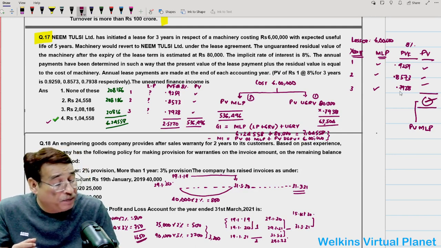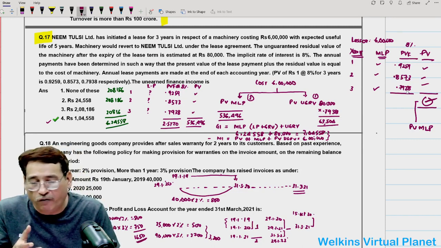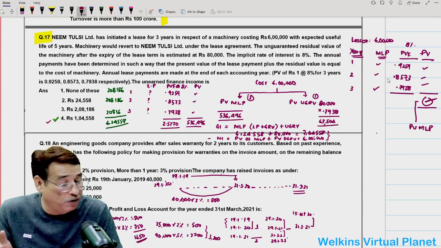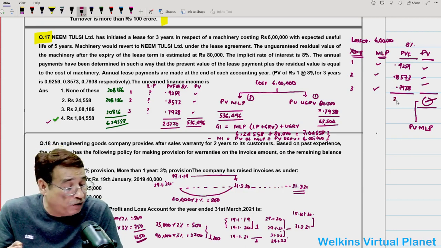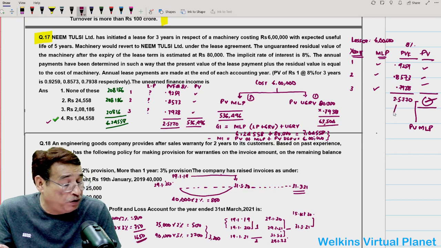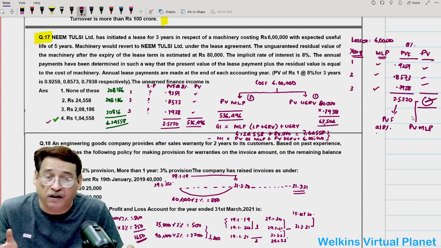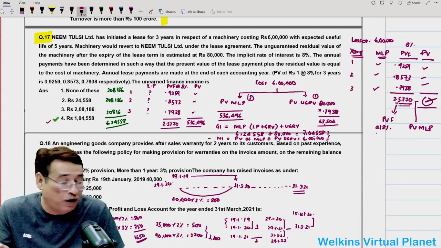Now, as you know better than I, because you are doing your financial management and have done it lots of times, if I add all these factors, it will be equal to, I think, 2.5770, something like this. This can be termed as the present value factor at 8% for 3 years. This is the annuity factor for 3 years. You can simply say it that way around.